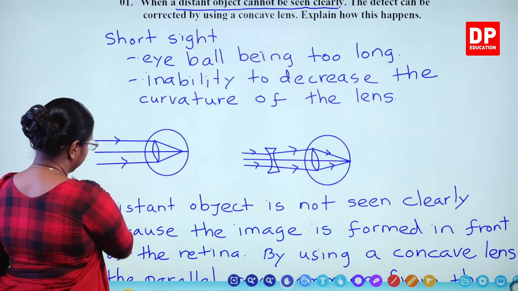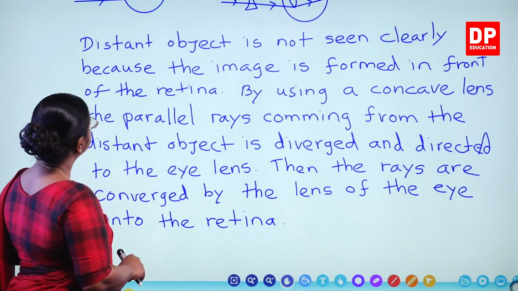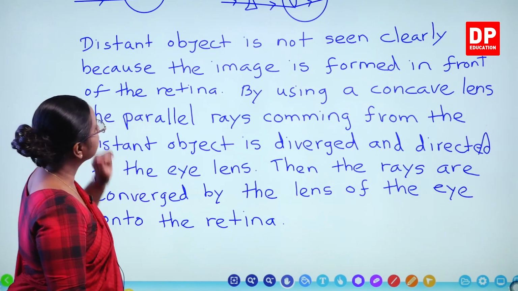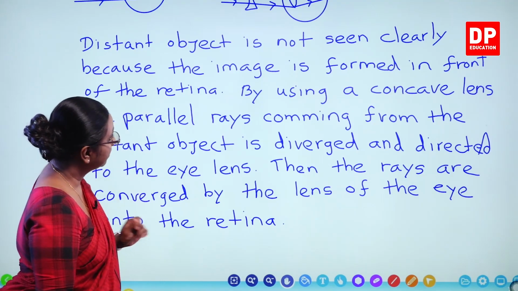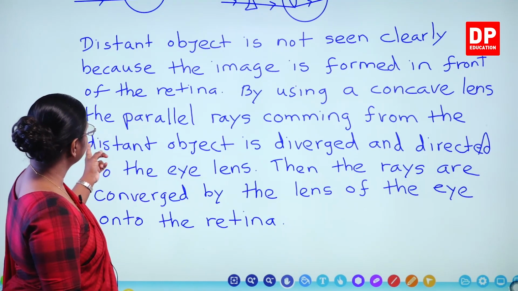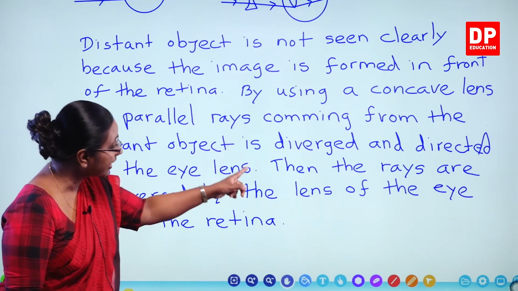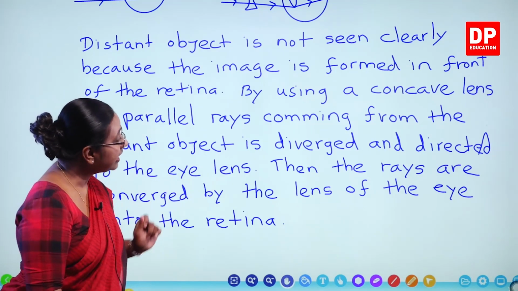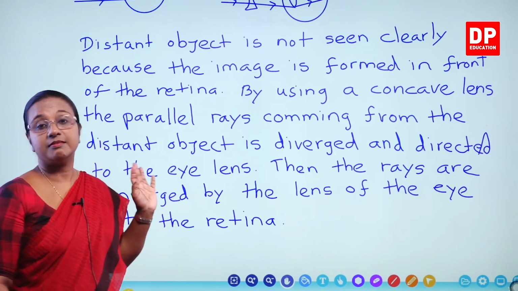So the explanation that you are required to write is this. Distant object is not seen clearly because the image is formed in front of the retina. By using a concave lens, the parallel rays coming from the distant object are diverged and directed to the eye lens. Then the rays are converged by the lens of the eye onto the retina.